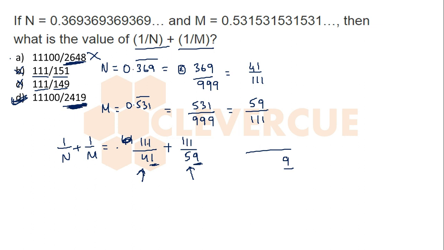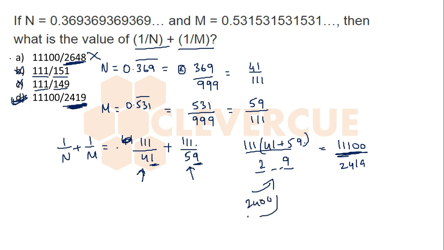Now see, you can simplify this very easily also. 111 plus 111 into 59 plus 111 into 41, that means 111 into 41 plus 59. So 41 plus 59 is nothing but 100. So in the numerator you will have 11100, and in the denominator you will have 2419. Okay, and this has to be around 2400. So by approximation you can answer this question very easily.